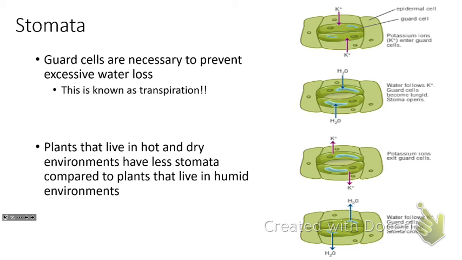Okay. Conversely, plants that live in tropical rainforests, there's lots of water around, so they're not necessarily concerned with losing a bunch of water, right? So they're going to have more. And that's actually going to be beneficial for them, right? If they have more stomata, they can extract water from the air, right? And then they'll have more water to grow, right?